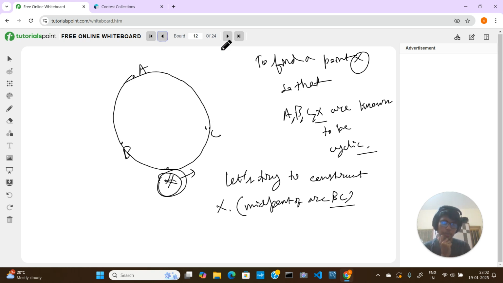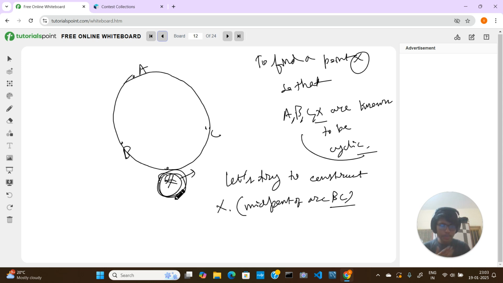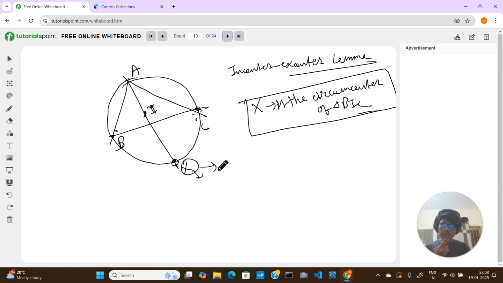So what was the original problem? Our original problem was, given 3 points A, B, and C, we wanted to construct the circumcenter of triangle ABC. We converted that into a new problem: given 3 points A, B, and C, we want to find a point X so that A, B, C, and X are cyclic. Now to find such a point X, we targeted this point X, which is the midpoint of arc BC. We want to construct this point. And what we know about this point is X is basically the circumcenter of triangle BIC.